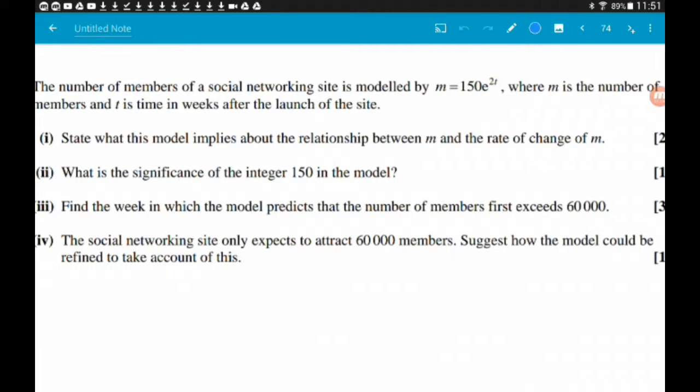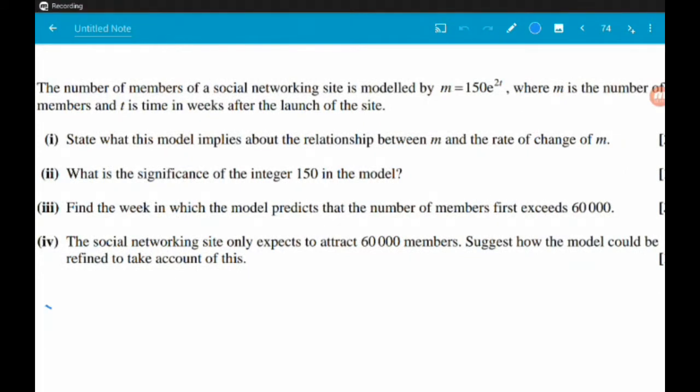This time, the number of members of a social networking site is modelled by the equation m equals 150e to the 2t, where m is the number of members and t is the number of weeks after the launch of the site. Part 1 asks us to state what the model implies about the relationship between m, the number of members, and the rate of change of m.